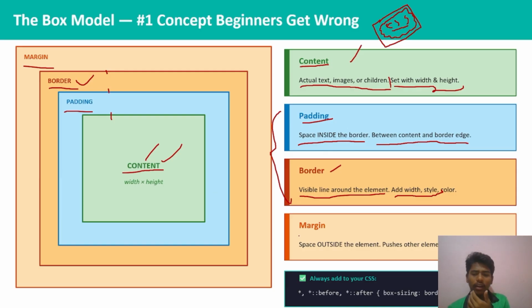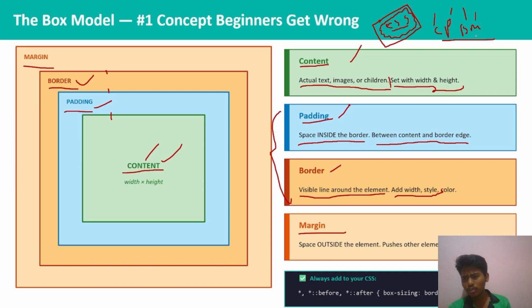Next, the final one, the margin. What is meant by the margin? My padding is completed. Next, what is meant by the margin? Space outside the element. Simply remember one thing, like C P B M. You can just remember these four words: content, padding, border, margin. Content, padding, border, margin.